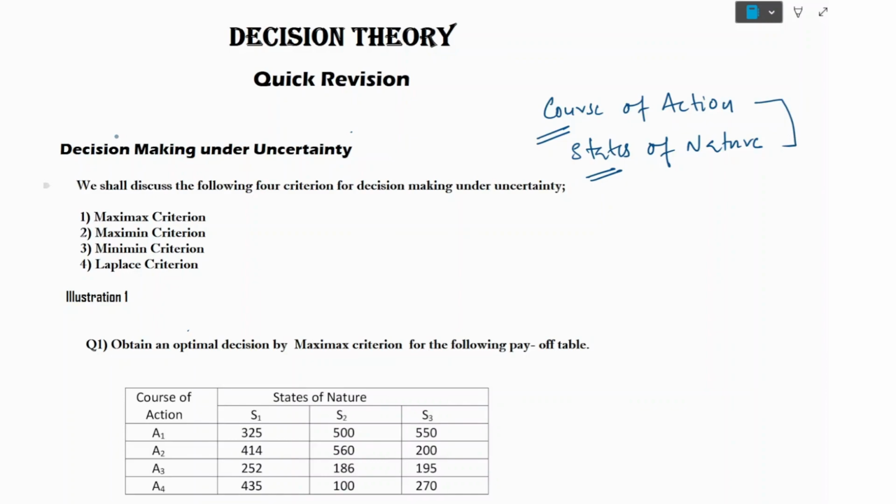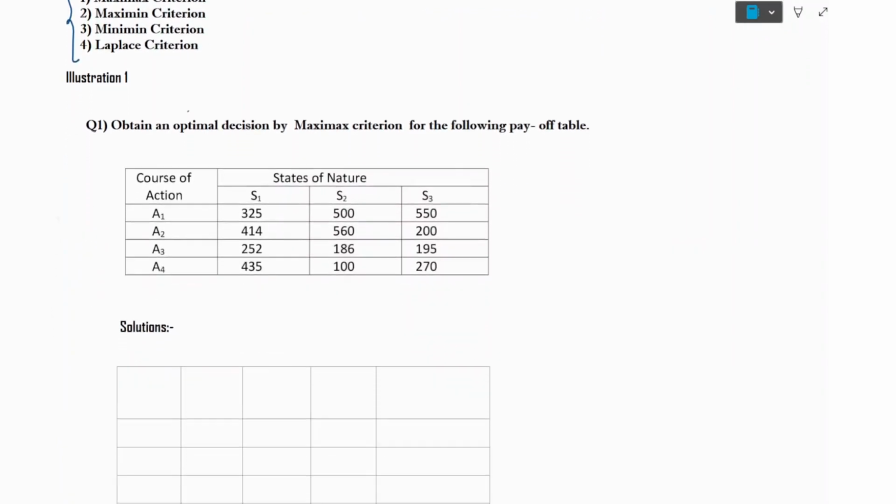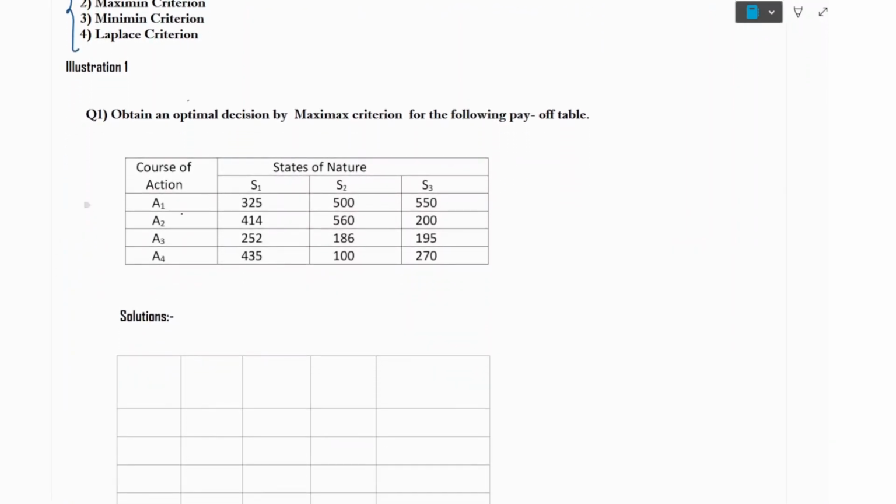Now we are going to learn different criteria to make decision under uncertainty. There are four different criteria I'm going to discuss in this video, and one more criterion, that is Minimax regret criteria, I will discuss in the next video. Now see here, for learning these different criteria, how to find the best solution, we are going to solve a question. That is the best way to understand the criteria. Now read the question, that is example number 1. Obtain the optimal decision by Maximax criteria for the following table.